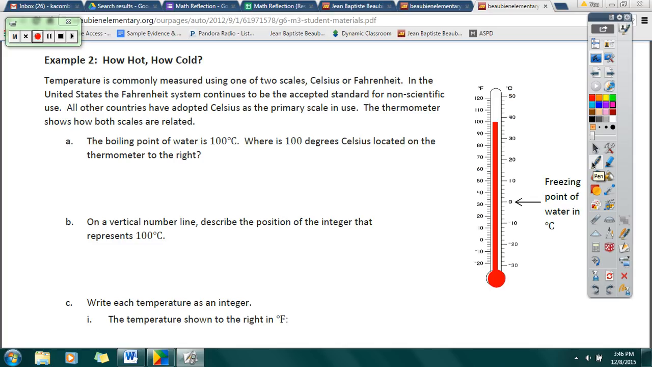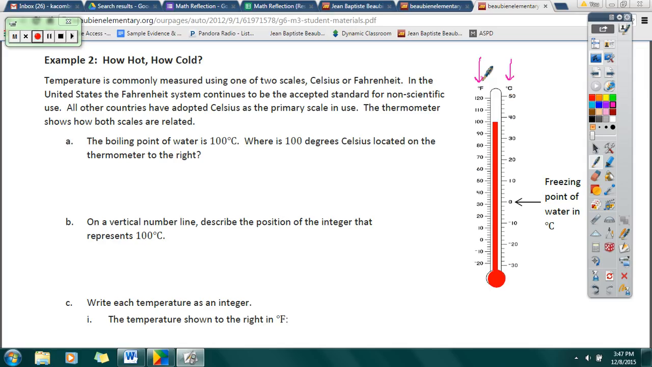Temperature is commonly measured using one of two scales, Celsius or Fahrenheit. In the United States, the Fahrenheit system continues to be the accepted standard form for non-scientific use. All other countries have adopted Celsius as the primary scale in use. The thermometer shows how both scales are related. As you can see, on the right side of the thermometer is Celsius, and on the left side is Fahrenheit. They are related, which means that they are pretty much equal at certain points.